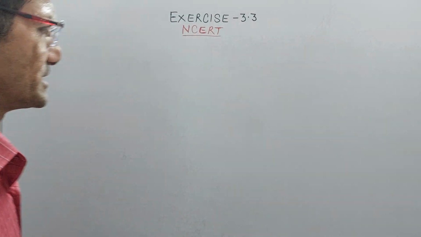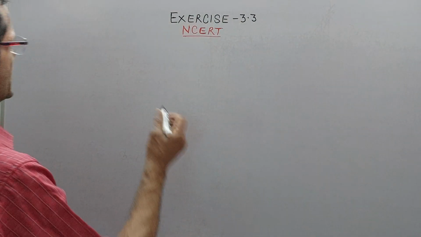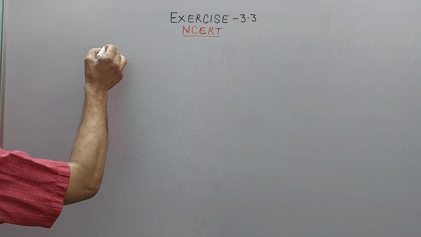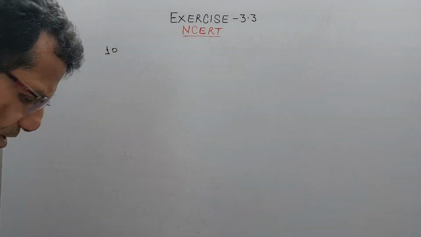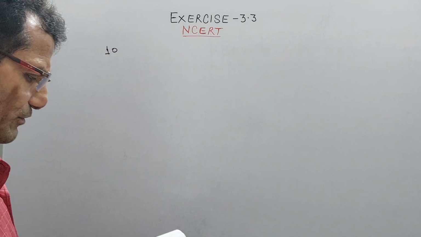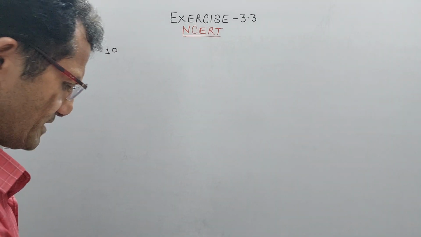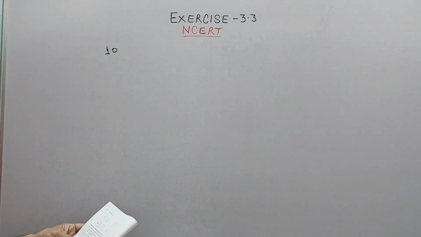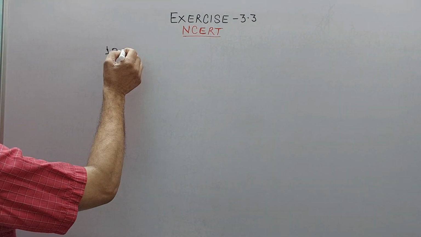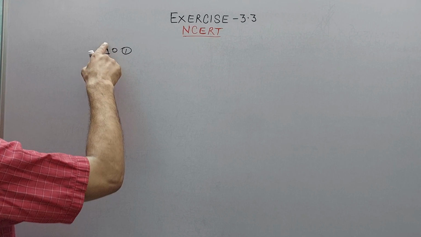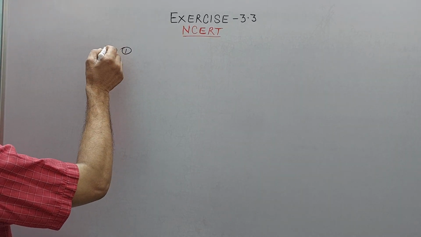Now question number 10: express the following matrix as the sum of a symmetric and a skew symmetric matrix. In question number 10 we have been given a matrix. We already know how to convert a matrix into a skew symmetric plus a symmetric matrix. Let us take the first part of question number 10.